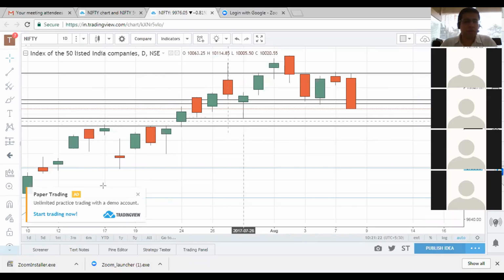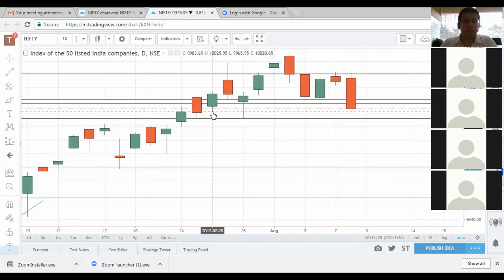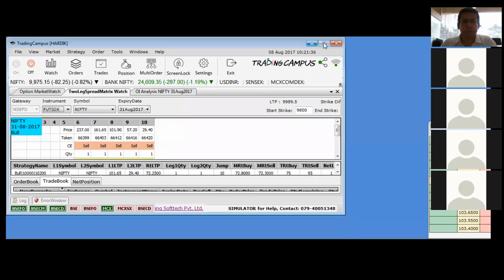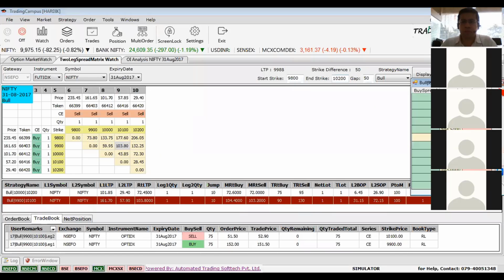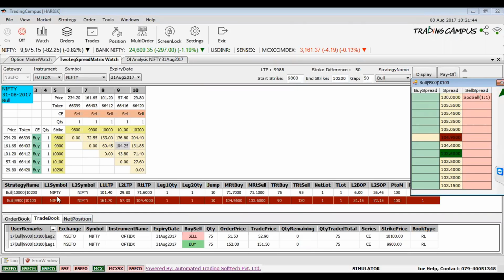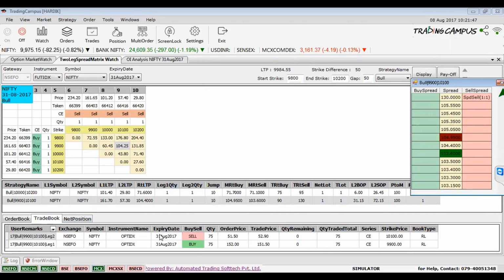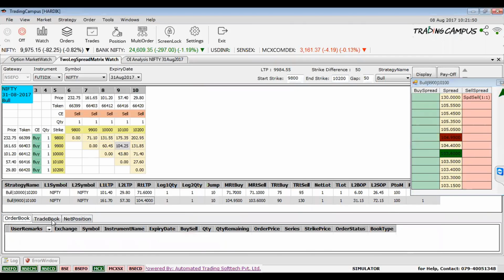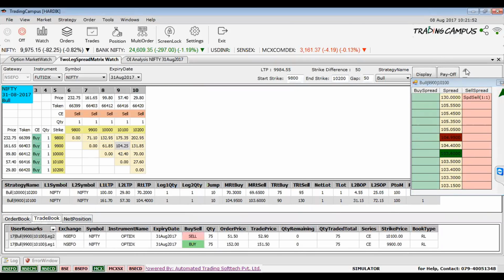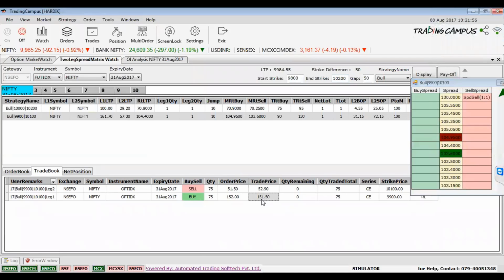Okay. We had also made a bull spread. So let's go and see what has happened for that bull spread. Here we are. So we got our bull spread as well. Let's deactivate the strategy and go and see this under the trade book. We have two trades. So it bought at 151 and sold at 52. So that is roughly around 100. So we bought this spread around 100.